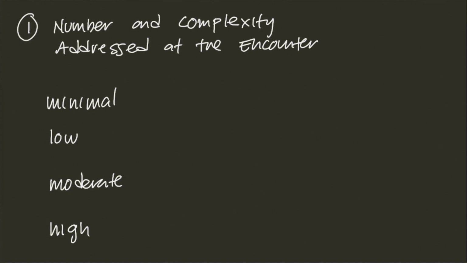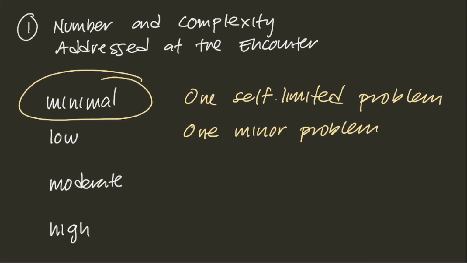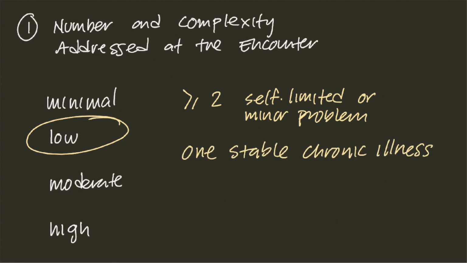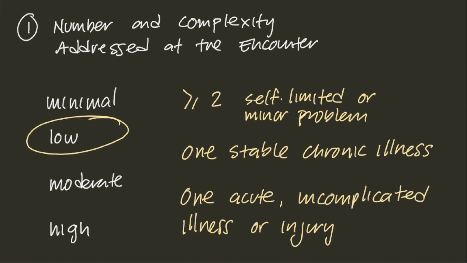The following are examples of each level of complexity. Minimal complexity. One self-limited or minor problem. For example, a cold, an insect bite, or tinea corporis. Low complexity. Two or more self-limited or minor problems. One stable chronic illness, for example, well-controlled diabetes or hypertension, a cataract or BPH. One acute, uncomplicated illness or injury, for example, a UTI, allergies, a simple sprain.